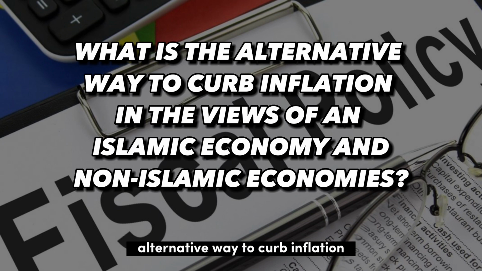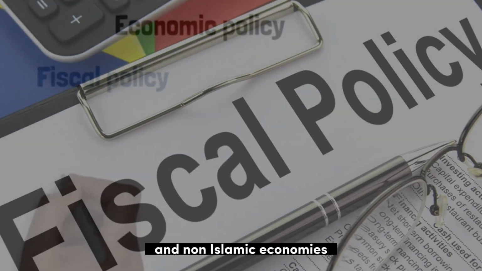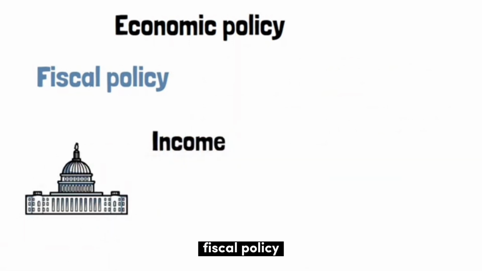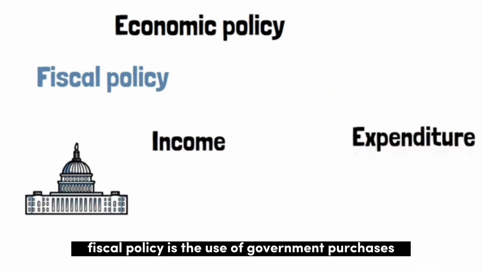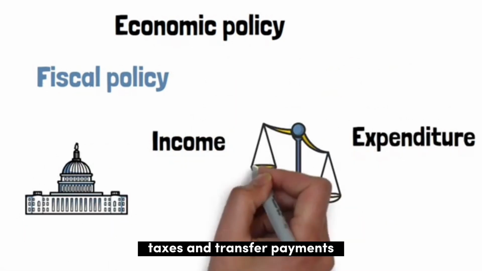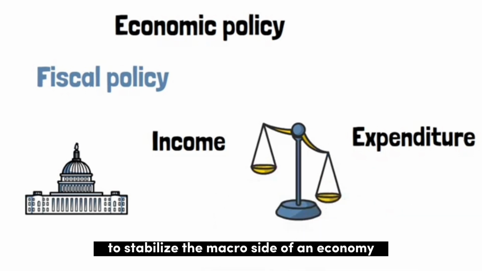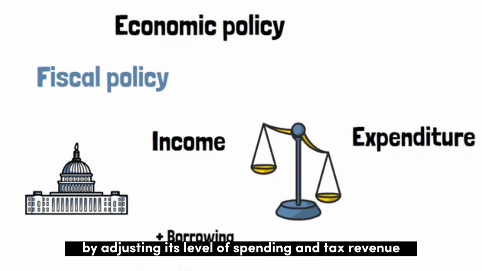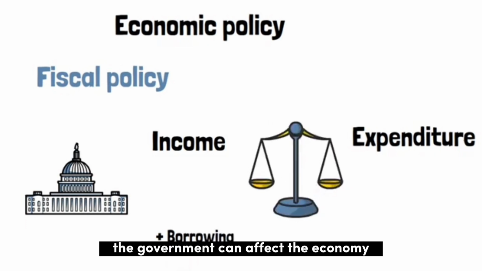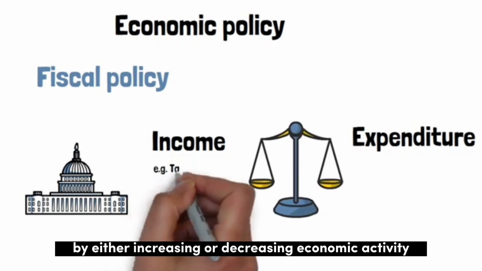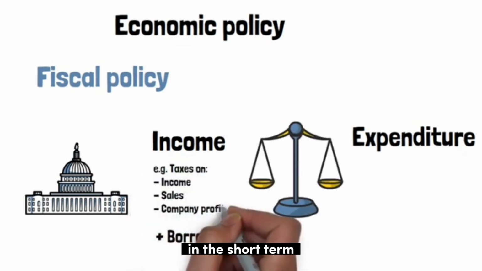Alternative ways to curb inflation in the views of Islamic and non-Islamic economists. Fiscal policy. Fiscal policy is the use of government purchases, taxes, and transfer payments to stabilize the macro side of an economy. By adjusting its level of spending and tax revenue, the government can affect the economy by either increasing or decreasing economic activity in the short term.